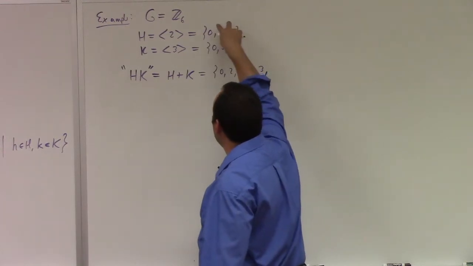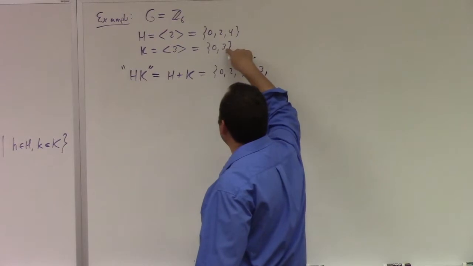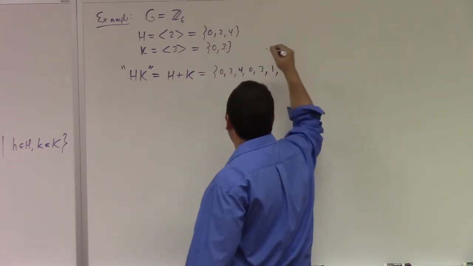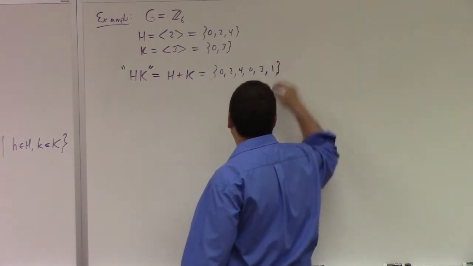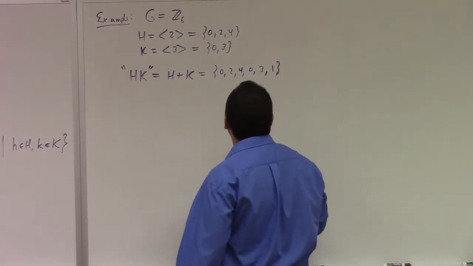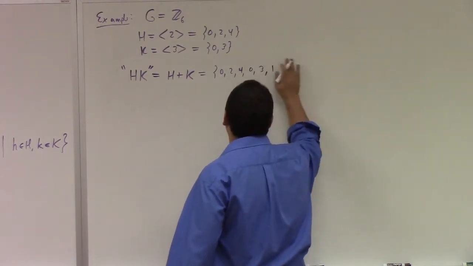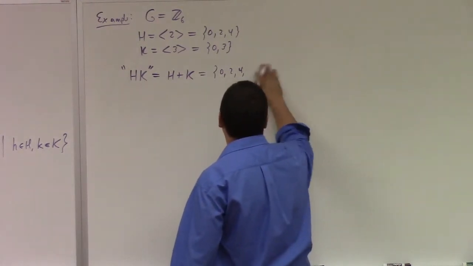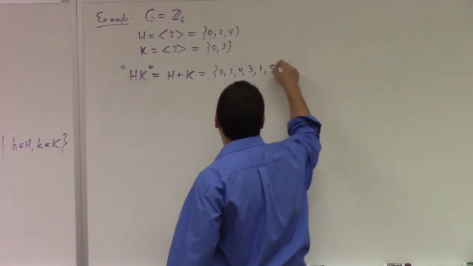2 plus, like 4 plus 3 is what? It's 1. And is that everything? I think it's everything, yeah? Oh, I've listed 0 twice. The dangers of working with multi-sets, right? Let's see here. 3, 1, and 5. Okay, there you go.